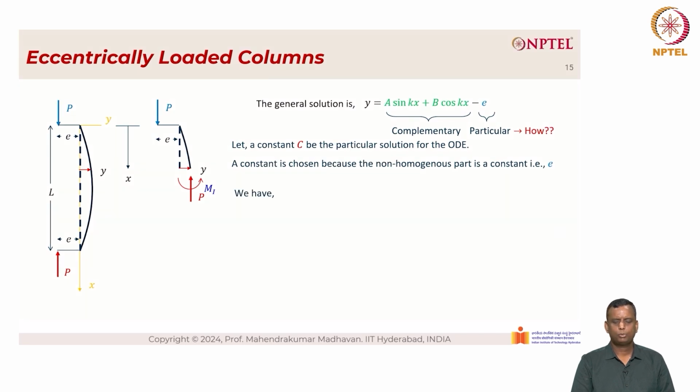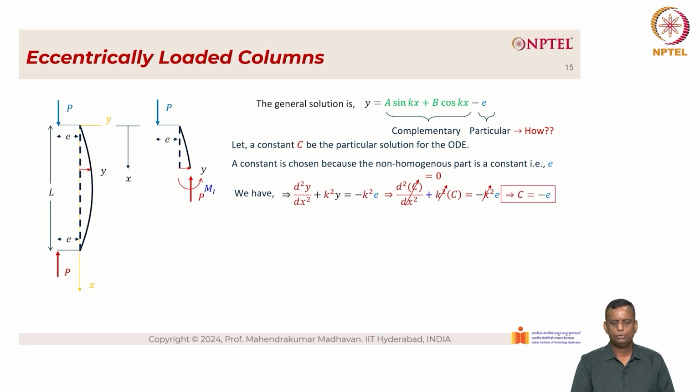We have d²y/dx² plus k²y equal to minus k²e. So when we substitute y equal to c, we have d²c/dx² plus k²c equal to minus k²e. Differentiating a constant once or twice leads to the same value, which is 0. And then this k² can be eliminated. Now we have c equal to minus e.